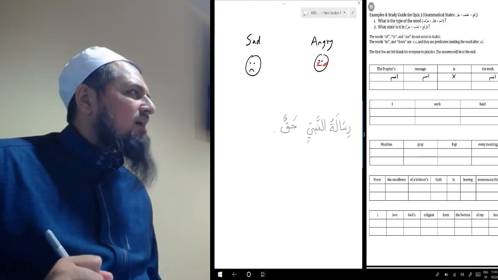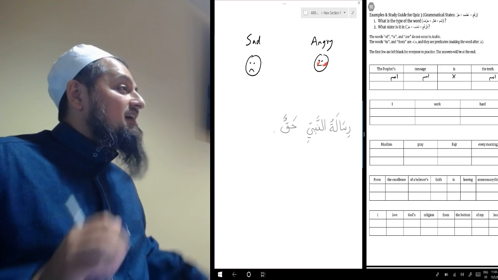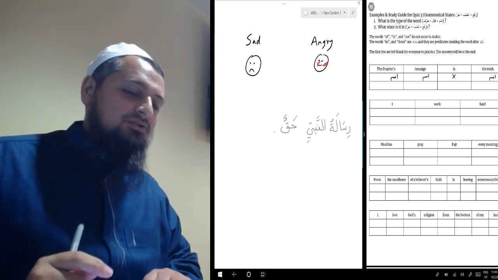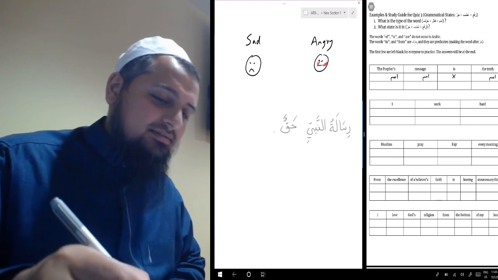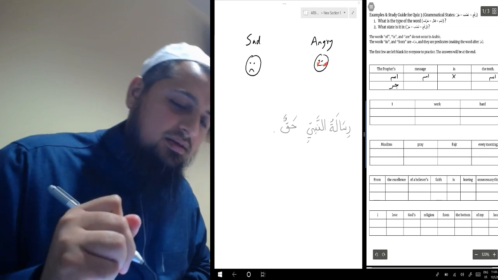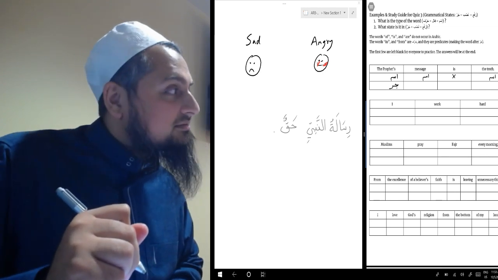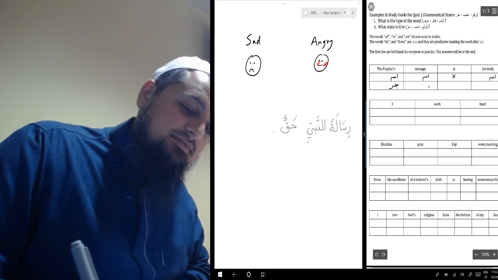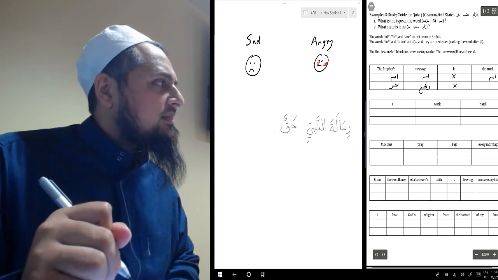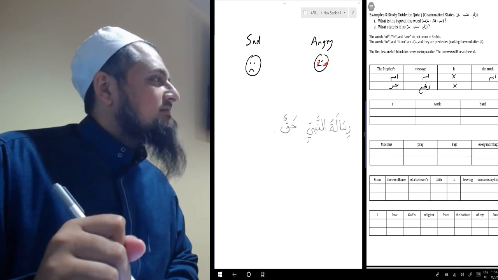The word prophet, if I switch it, it's actually the message of the what? Prophet. So the word prophet is in what state? Good, it's majroor. Very good. It's in the state of jar. And the word message is in the state of rafa. There's no word "is." And truth, haqqun, it's a predicate. Rafa.